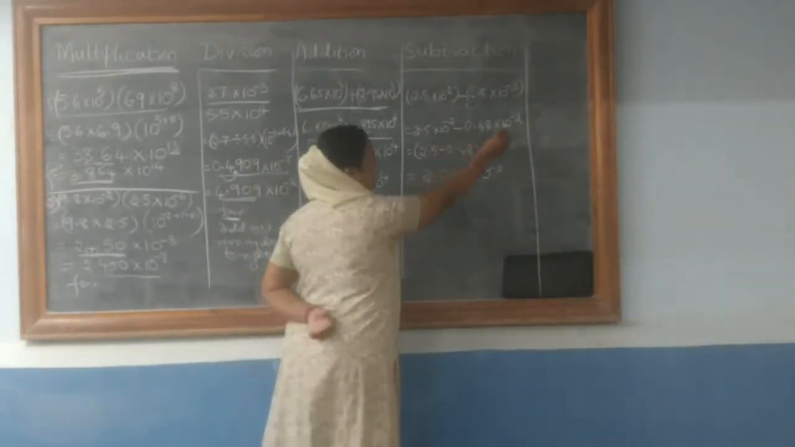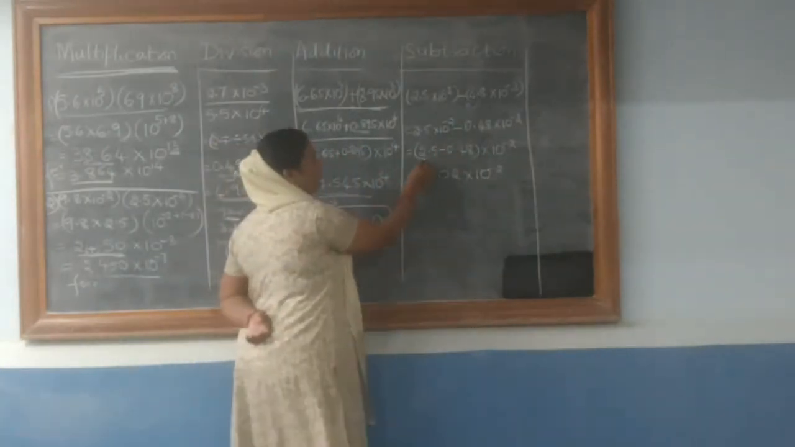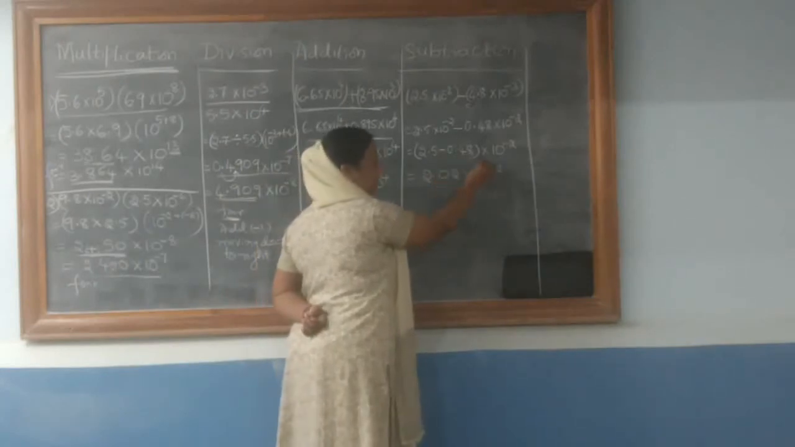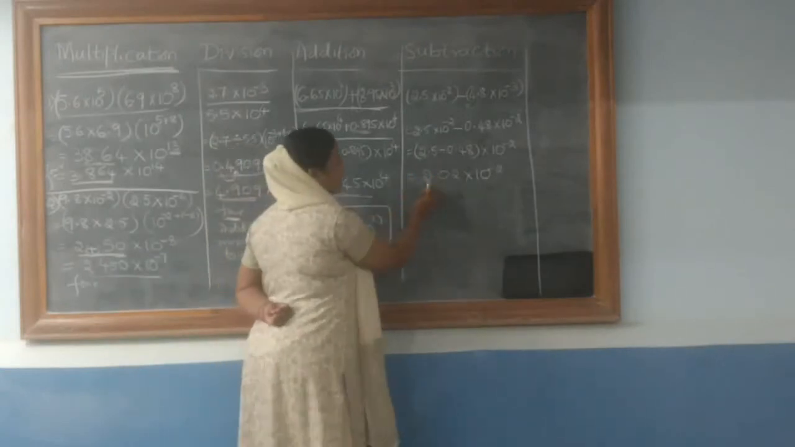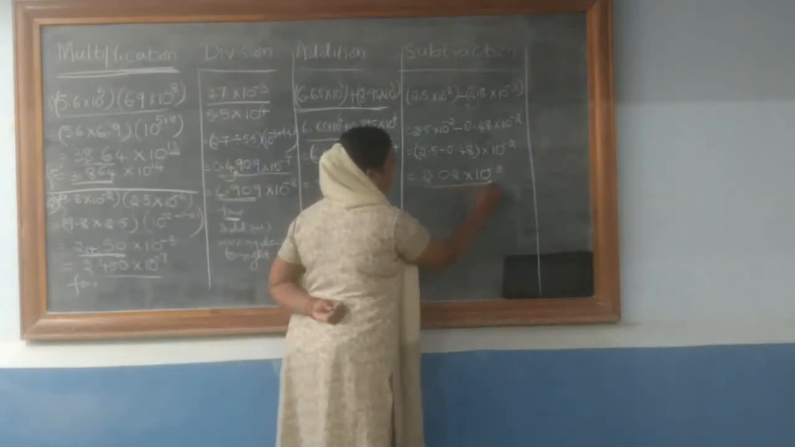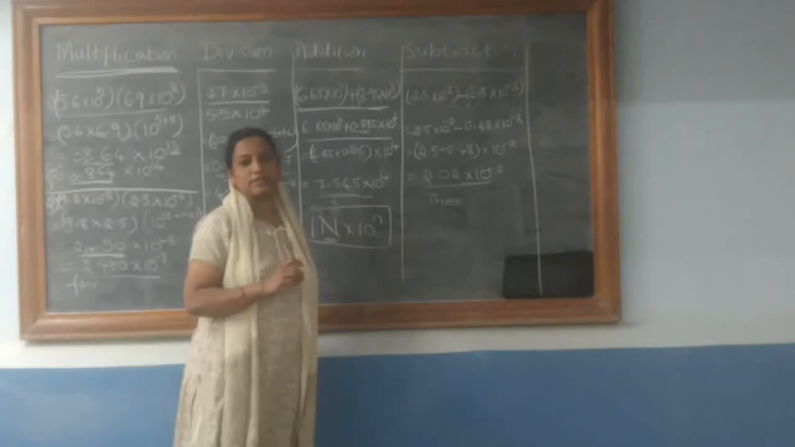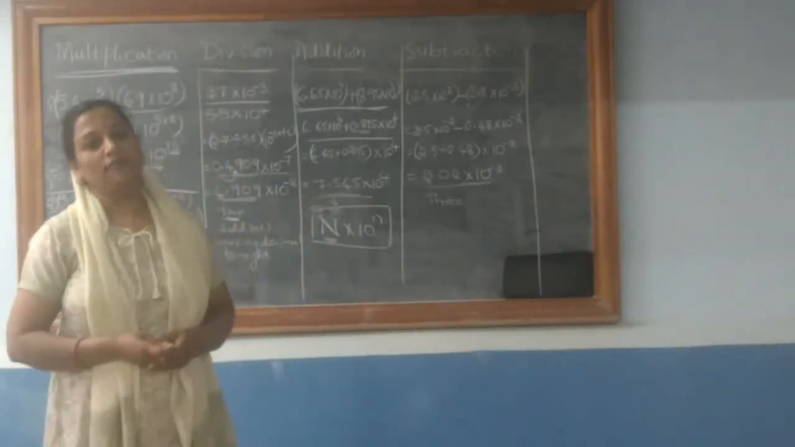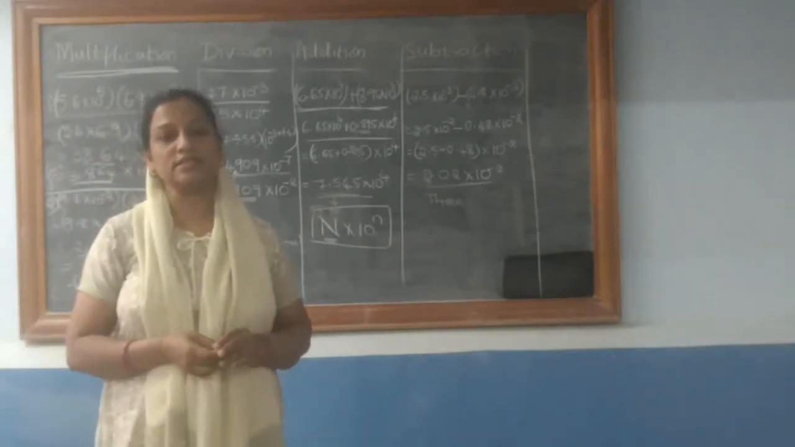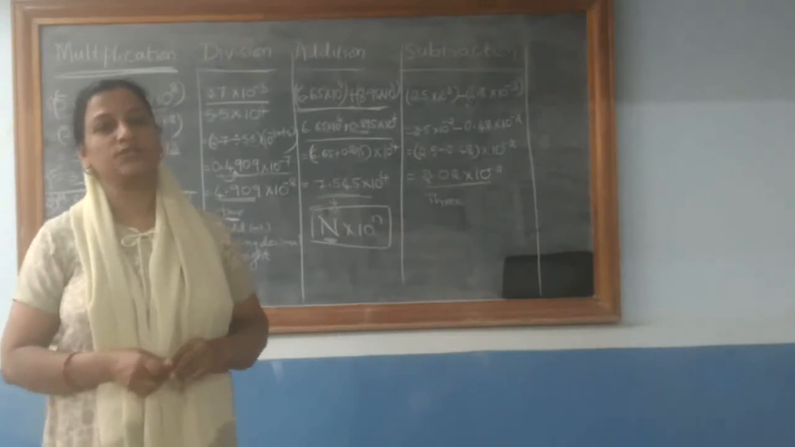Now the exponents are the same, so you can take 10 to the power of minus 2 as common. 2.5 minus 0.48 into 10 to the power of minus 2. Subtract this, you will get 2.02 into 10 to the power of minus 2. 1, 2, 3: totally there are 3 significant figures in the final answer. Now this is regarding expressing the final answers in terms of scientific notation, that is n into 10 raised to n.